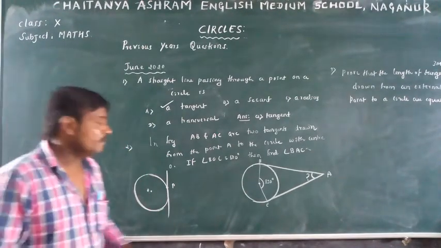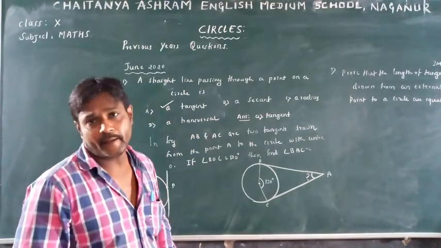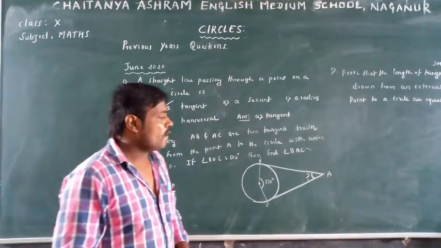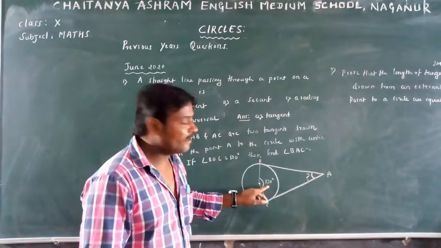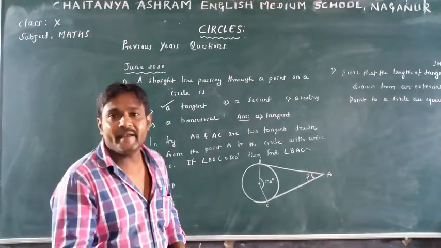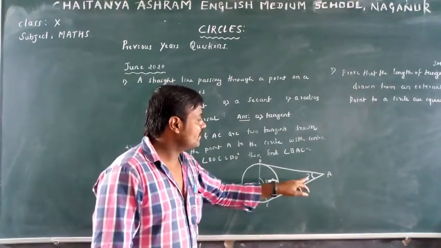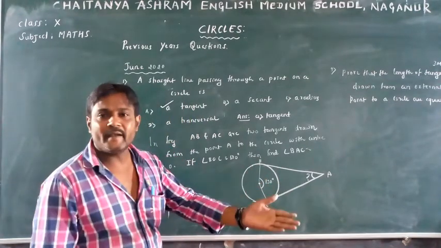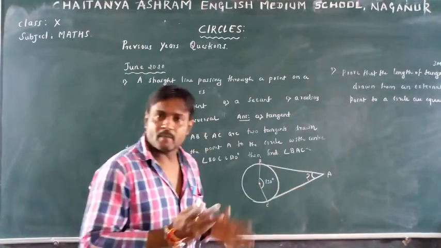Means the sum of these two angles is always equal to 180 degrees. Yes or no? Okay. So now this angle plus this angle is equal to 180 because they are supplementary. Supplementary means if the sum of any two angles is 180, then they are called supplementary angles. So this angle and this angle are supplementary.